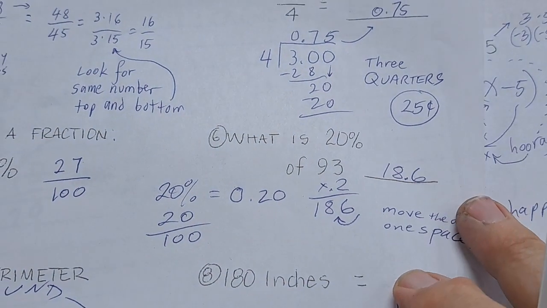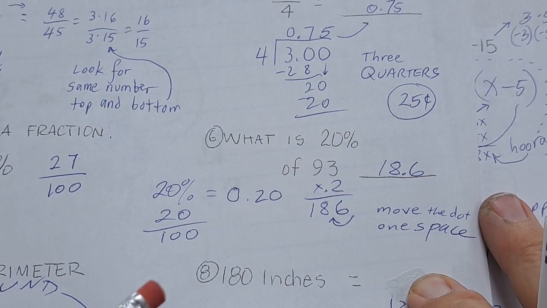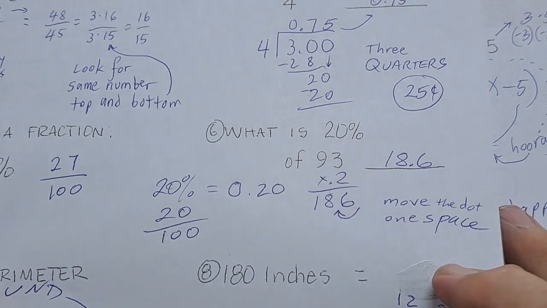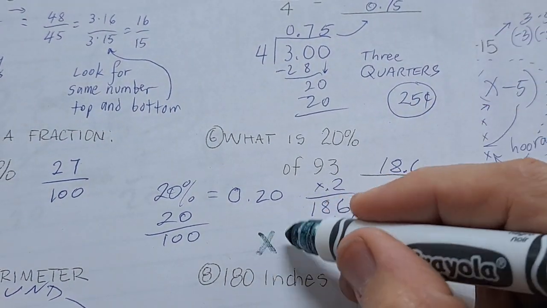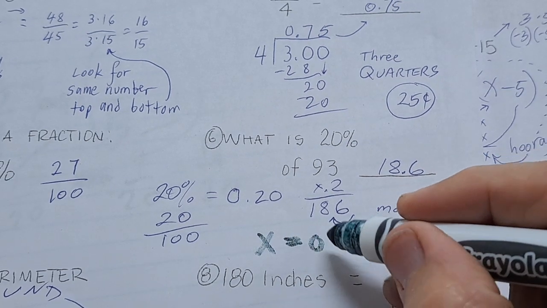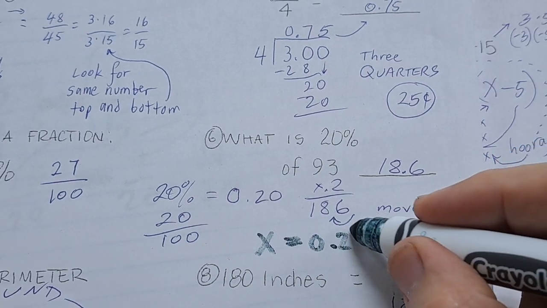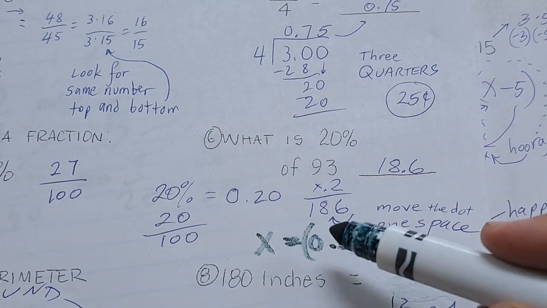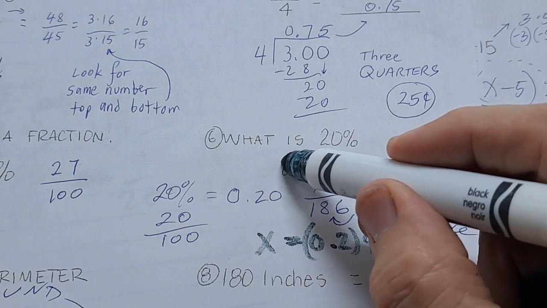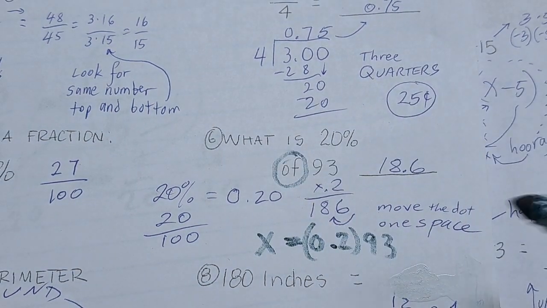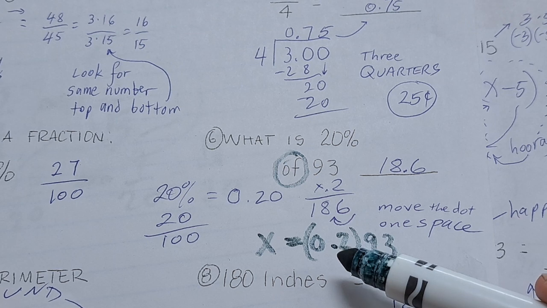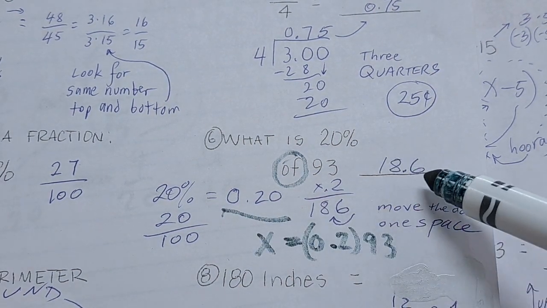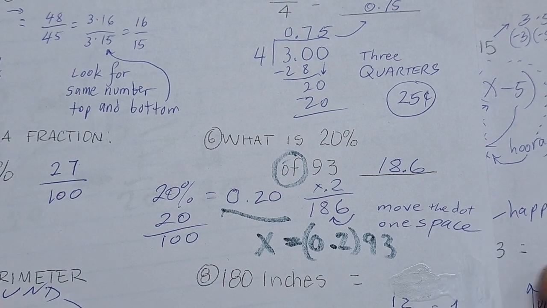Now over here, what is 20% of? So one way to do this is just to write a sentence. What is 20% of 93? So of means to multiply. So the number equals 20%, which is 0.2, times 93, which that's how we got the 18.6.